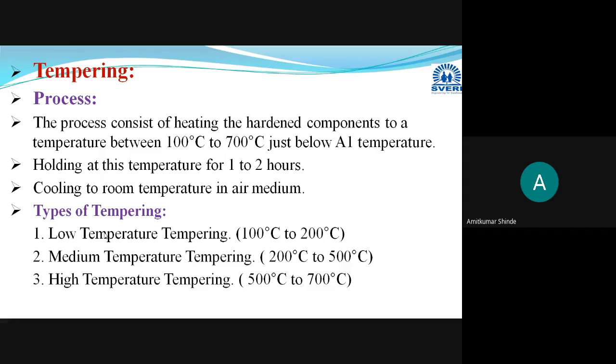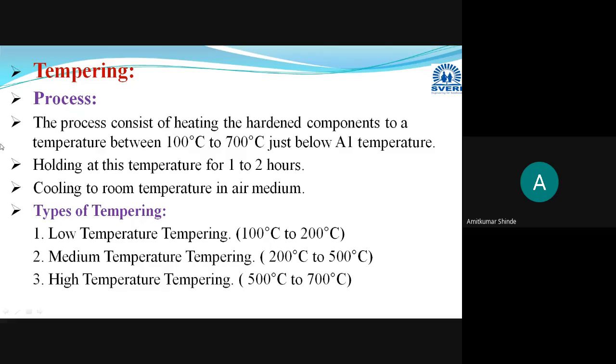During this process, the internal stresses, whichever internal stresses were created due to the sharp change in the temperature, those stresses will get eliminated. Okay, in the low temperature tempering, this will occur only. Internal stresses will get eliminated.